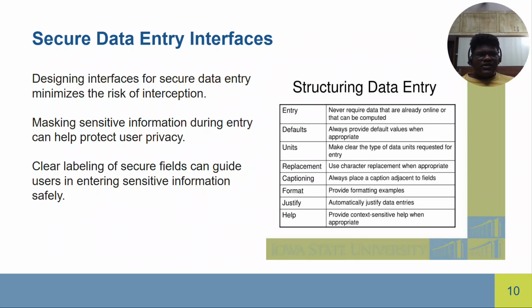Here, as you can see, in the structuring of data entry, I've given many subcolumns which are labeled quite well. They are entry, defaults, units, replacement, captioning, format, justify, and help.